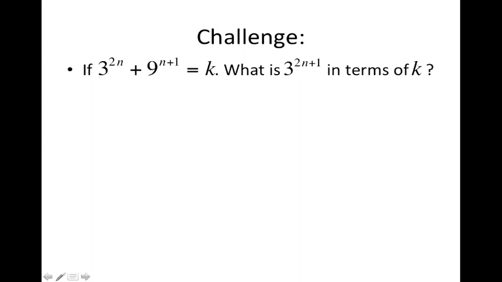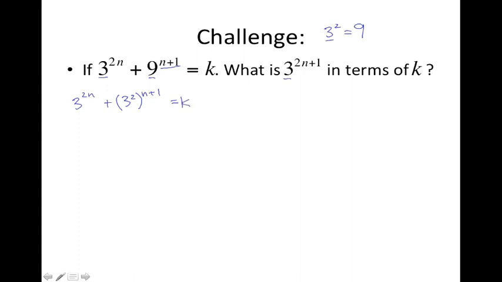Let's start with this. Here I have a base of 3, and I want to get something with a base of 3 in terms of k. And here I have a base of 9, but 9 comes from a base of 3. So I know that 3 squared is equal to 9. So there's that base of 3. So let's try substituting that in for 9. So we have 3 to the 2n plus, well, this 9 is going to be 3 squared, but it still has this power, n plus 1, and that's going to be equal to k.